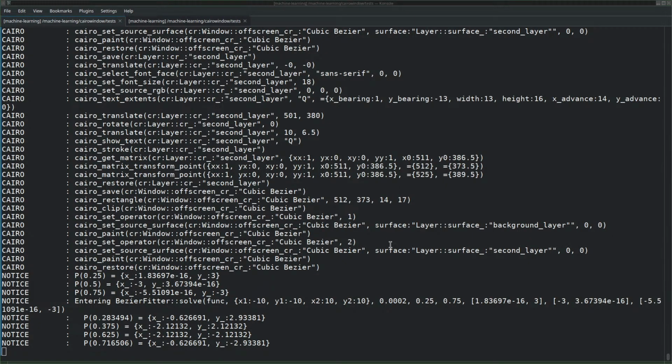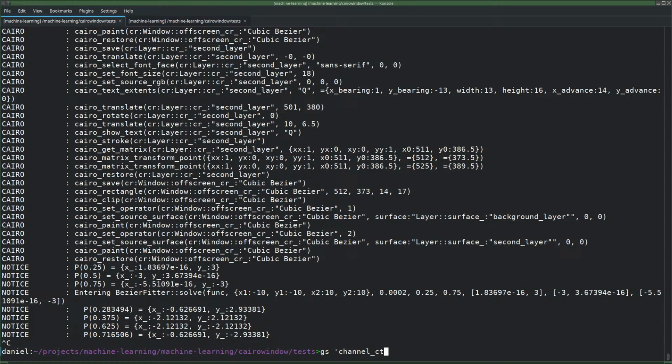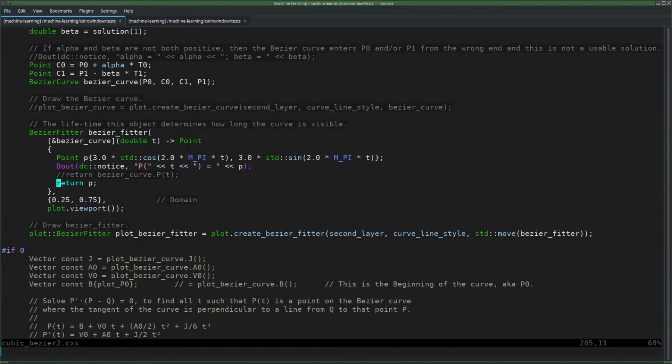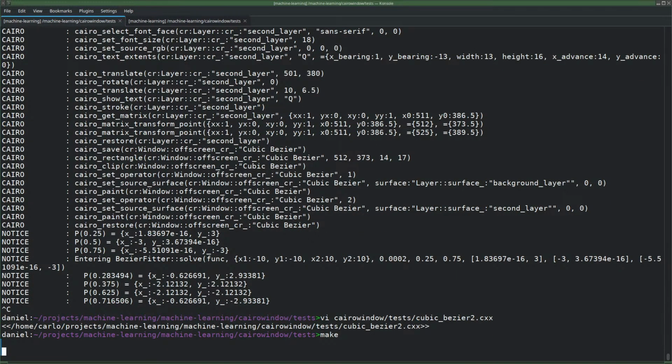Clearly it's not calling a single Cairo thing. I mean, all of these are before this, so they can't have anything to do with the Bezier fitter. And there is nothing here, so it's literally not drawing anything. While if I put back this thing, which did work, then we should see a lot of debug output for Cairo calls.